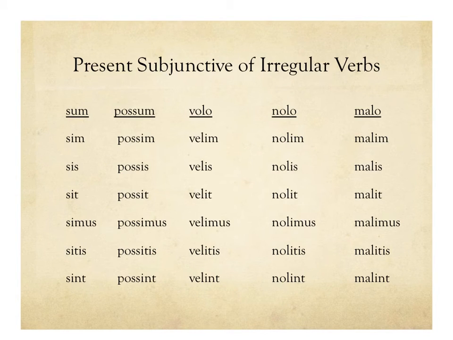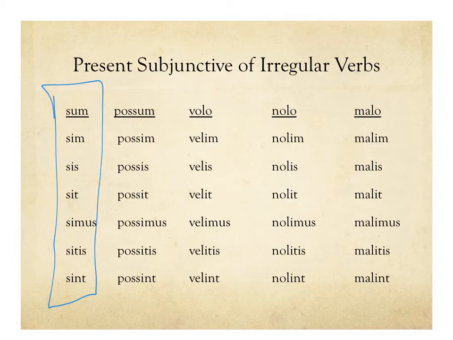The present subjunctive of irregular verbs are obviously slightly irregular, and so I provide them for you here, especially because we're going to use forms of sum to form some of our other subjunctive forms of verbs. But you can see it's sim, sis, sit, simus, sitis, sint, so pretty straightforward. You can see possum is possim, possis, etc. It's just sum, but with that pos in the front.